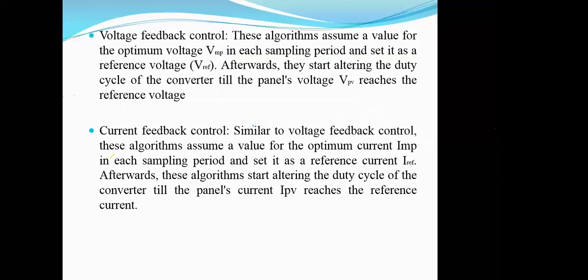Since we have to track the maximum power point, we need a feedback system. The system in which we use VMP as a reference is known as a voltage feedback control system, in which we use the V reference as the feedback. And if you are using IMP as the reference, then it is called a current feedback control system. If you use voltage as a reference, it is a voltage feedback control system, and if you use current as a reference, it is called a current feedback control system.